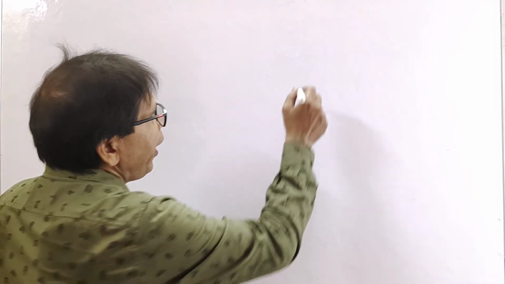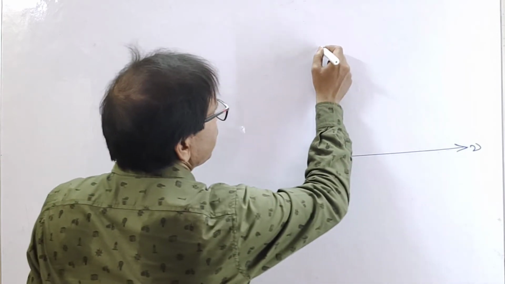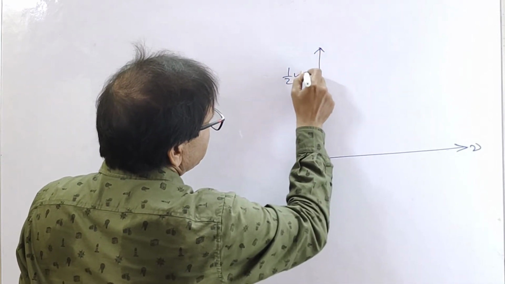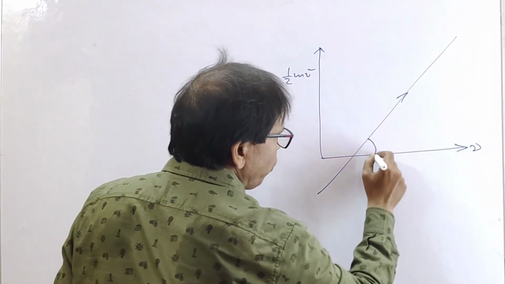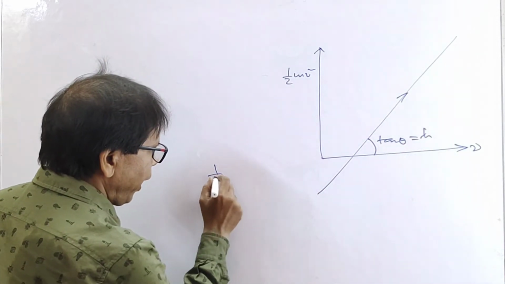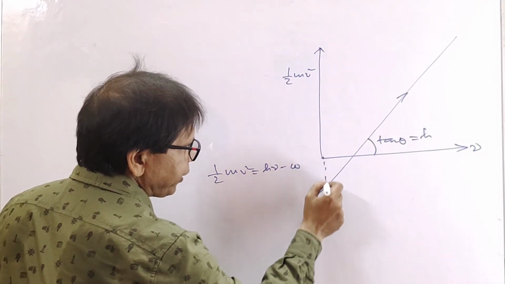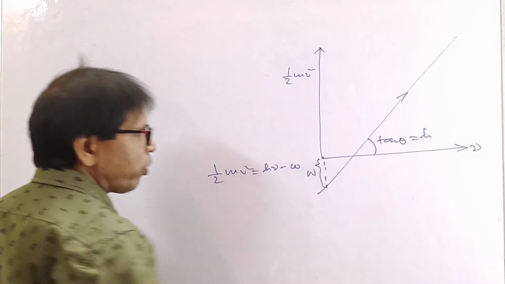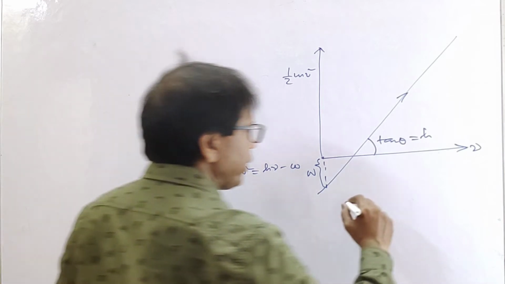Okay. If a graph is plotted between maximum kinetic energy of photoelectron and frequency of radiation, then this graph becomes a straight line. This is the half mv square, so this graph is like this. Now the slope of the graph, tan theta, is equal to h, because here half mv square is h nu minus w, and this intercept represents the w. Now another graph, like this.